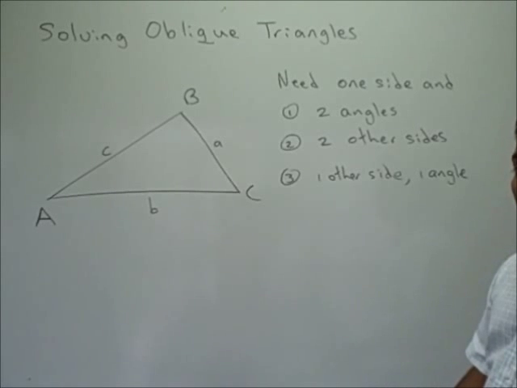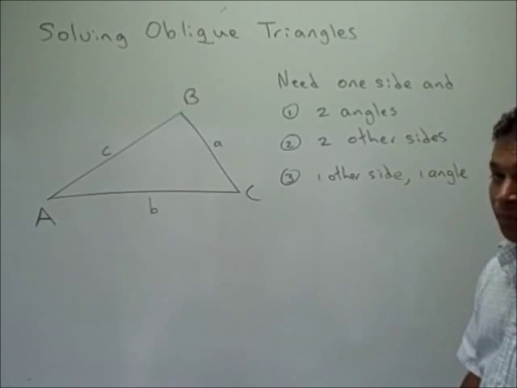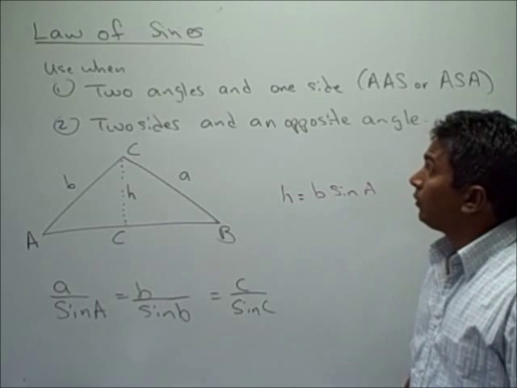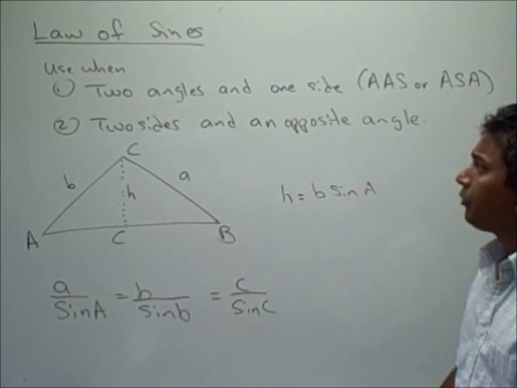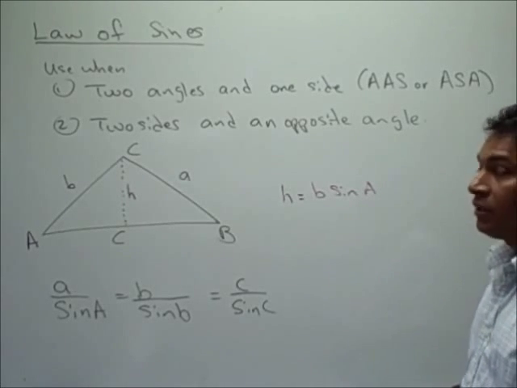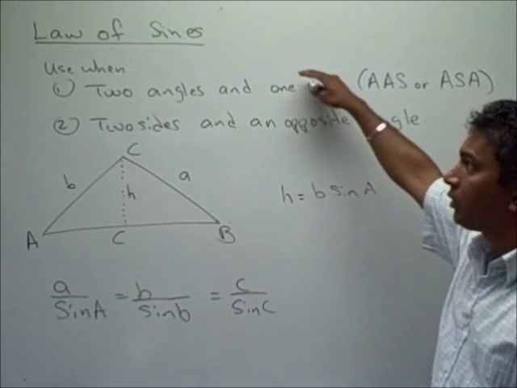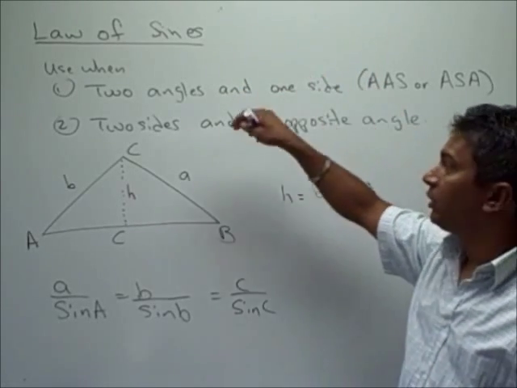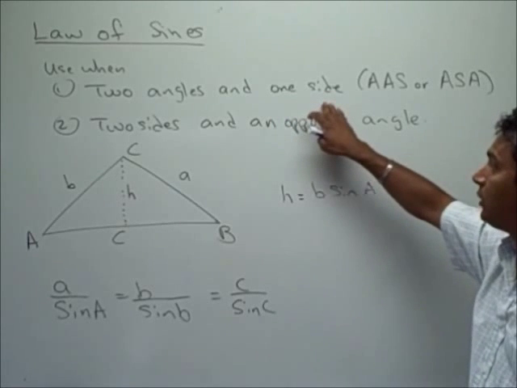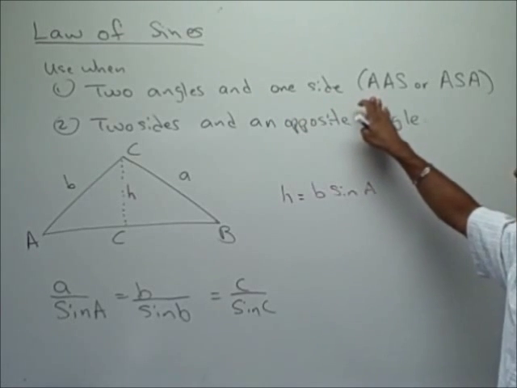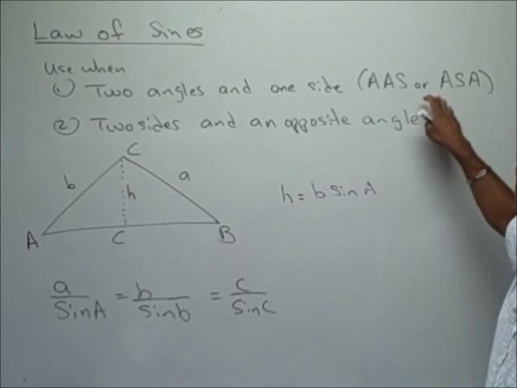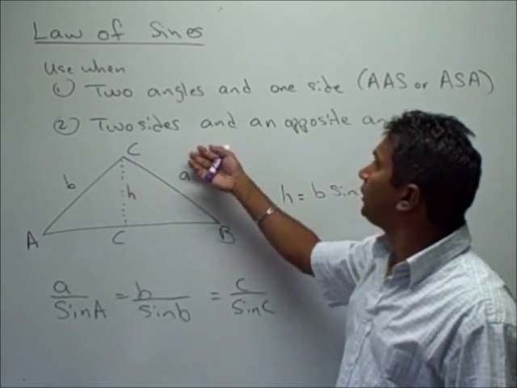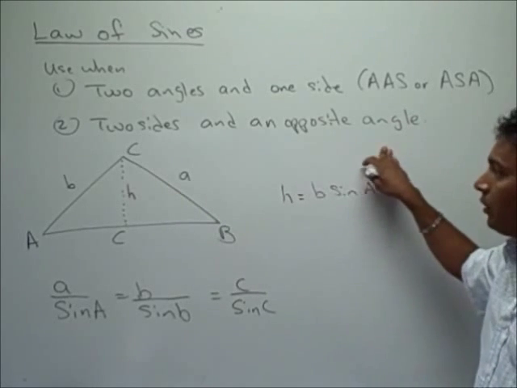Now we will look at two rules that allow us to solve these oblique triangles. Here's the first of our two rules. It's called the law of sines, or sometimes the sine rule. We use this when we have two angles and one side, so here we have angle-side-angle. We also use it when we have two sides and an opposite angle.